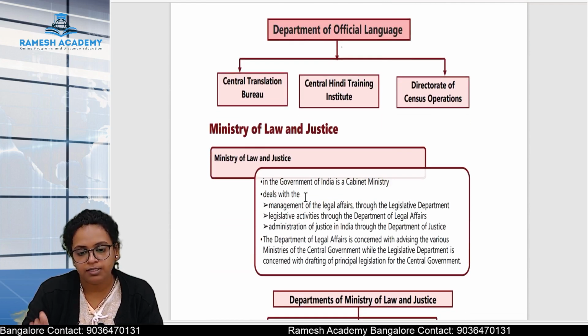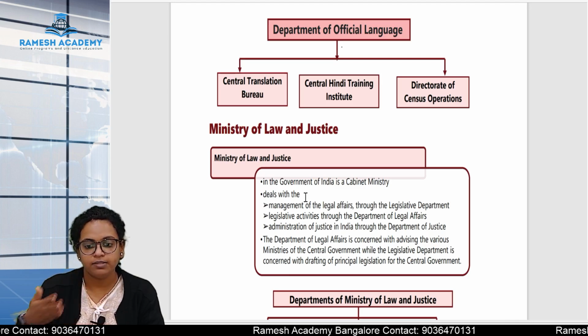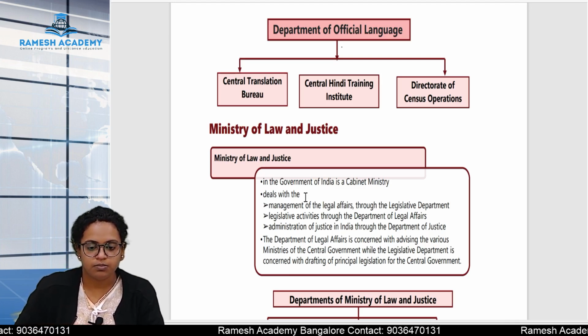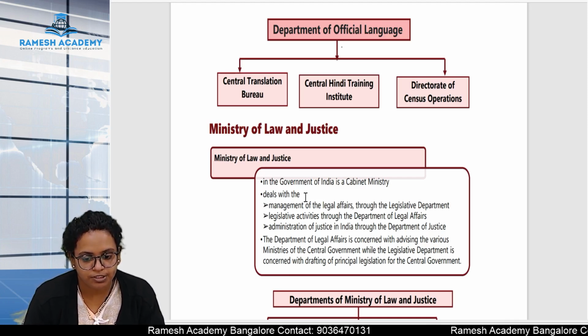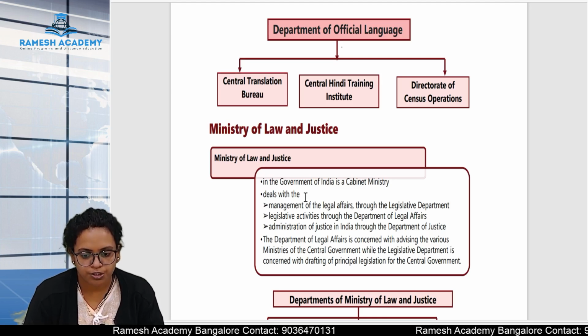Now coming to the Department of Official Language. Under the Department of Official Language, we again have three different classifications: Central Translation Bureau, Central Hindi Training Institute, and Directorate of CSS Operation.